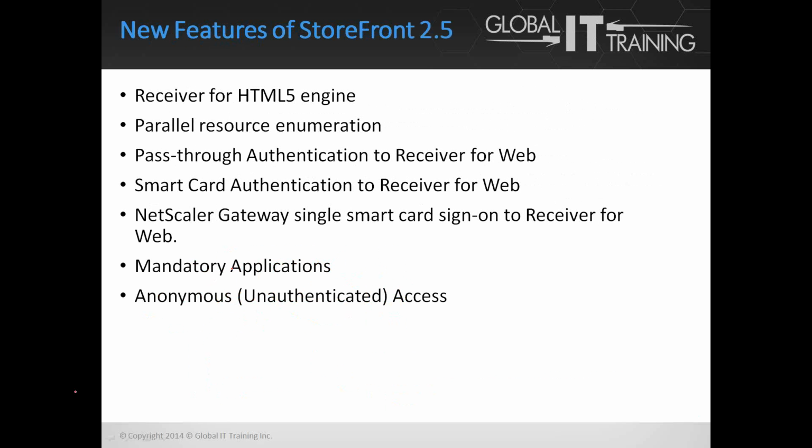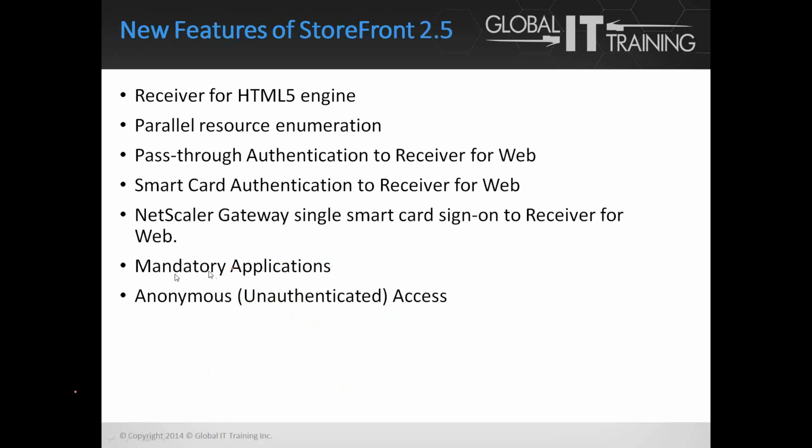And we have some new authentication. We have pass-through authentication for Receiver for Web. We've got smart card authentication. We've got NetScaler smart card to log in. We also have what are called mandatory applications. And I'm going to bounce back to that one in a second. And to support XenApp 6.5, they've thrown in anonymous access in the system. So you still have the ability to log on anonymously and run applications.